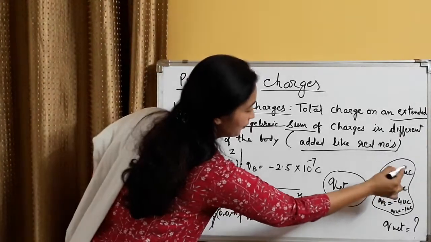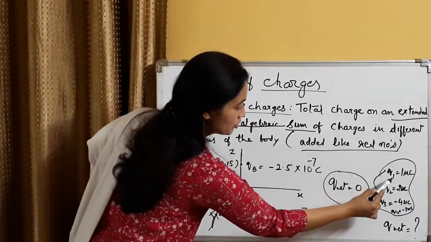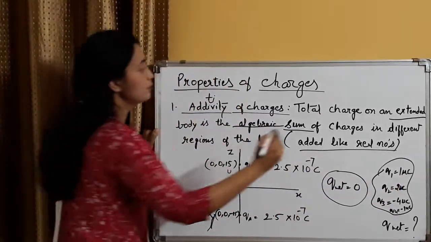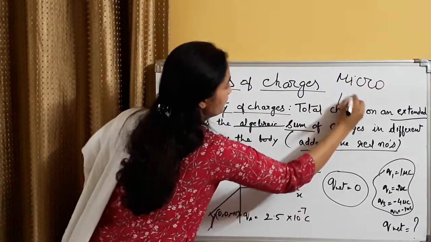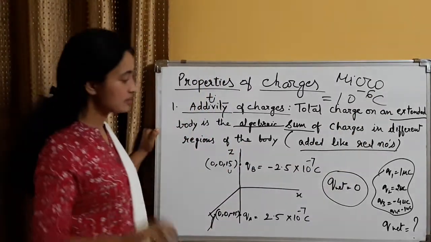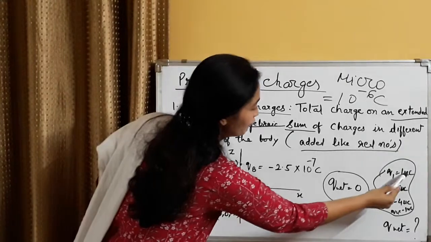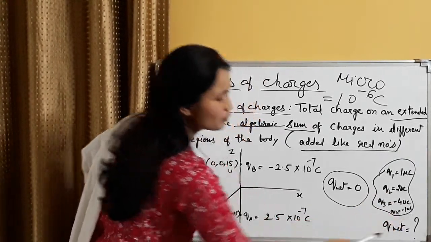If I take a body at random, you can see I have taken any body. I have got charge Q1, 1 microcoulomb. I am introducing one term to you, that is micro, that is 10 to the power minus 6 coulombs. Just keep it in mind, smaller units of charges. Q1 1 microcoulomb, Q2 2 microcoulombs, Q3 minus 4, Q4 minus 1 and so on.